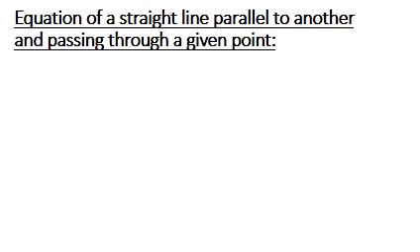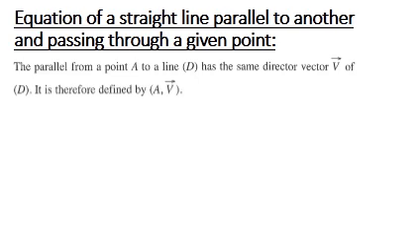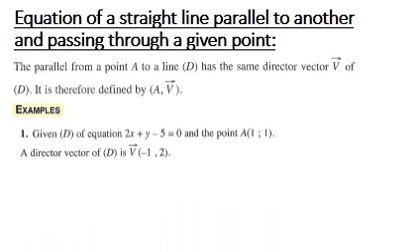Now we are going to find the equation of a straight line which is parallel to another line, but passes through a given point. This is the given straight line D of equation 2x plus y minus 5 equals 0, and the point A(1, 1). We are trying to find the equation of a straight line that passes through A and is parallel to the straight line D.